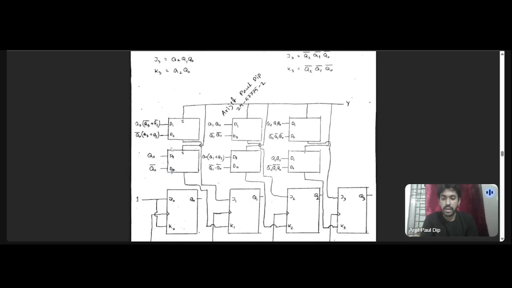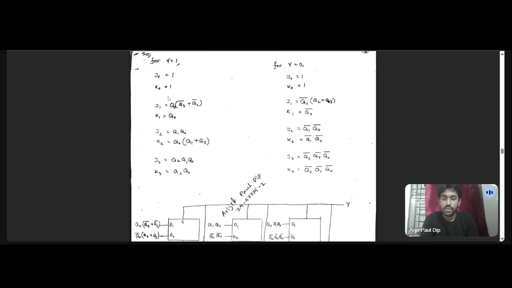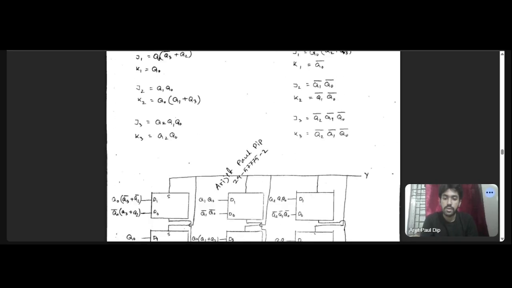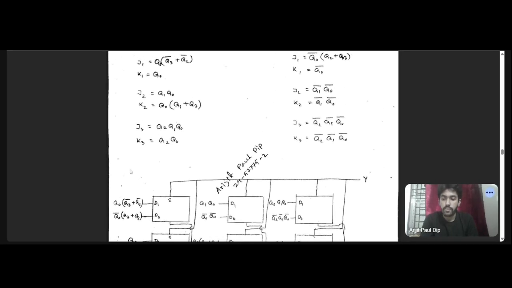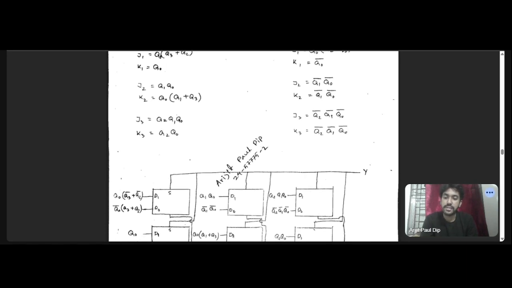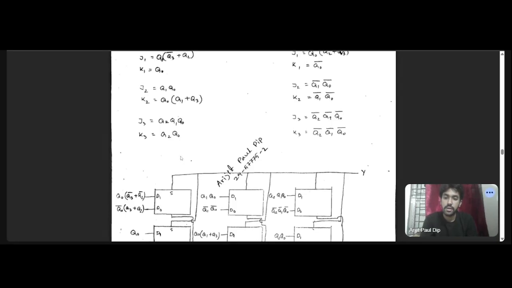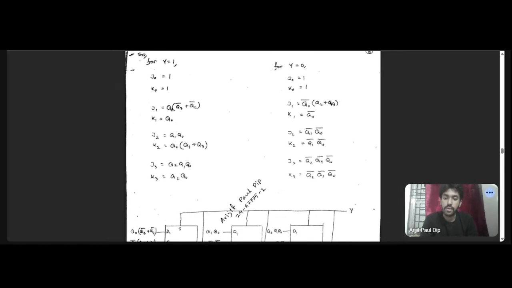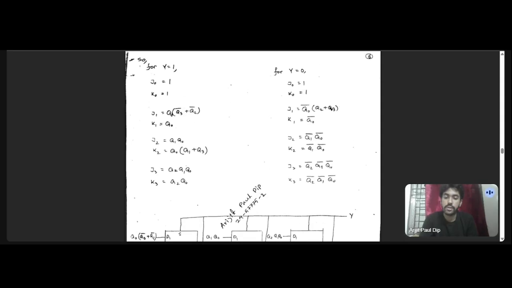Sorry, we were calculating for J1. So we would be putting these values. So here we have this multiplexer. The upper left multiplexer represents the J1 input. Here we passed Y as the selection pin, and D1 is the preferred input for when Y equals 1.